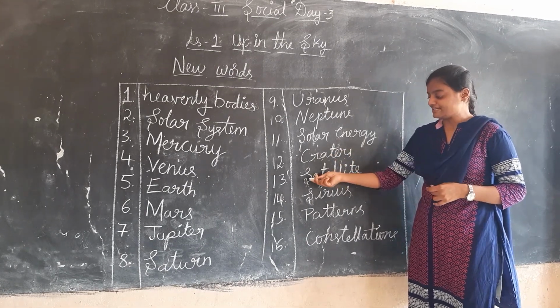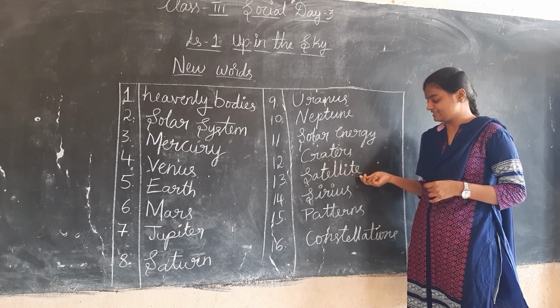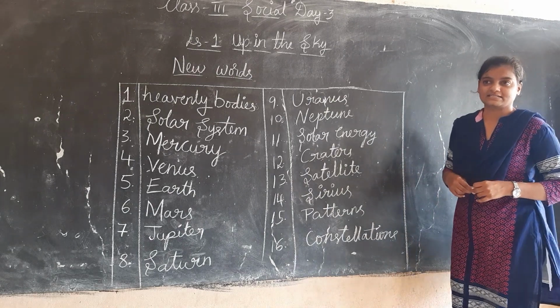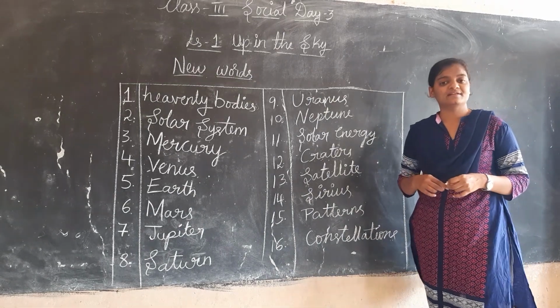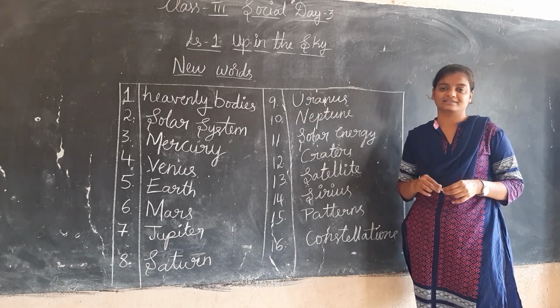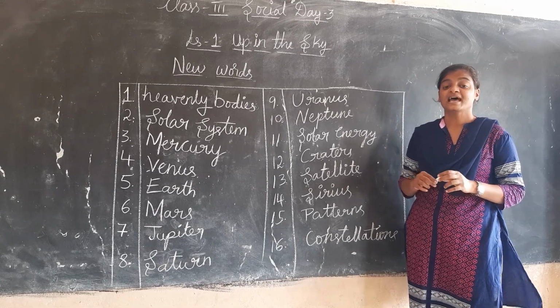Next, satellite. S-A-T-E-L-L-I-T-E, satellite. What do you mean by satellite, children? Planets revolve around the sun. Satellites revolve around the Earth. That is the difference between planets and satellites. Okay, don't get confused.